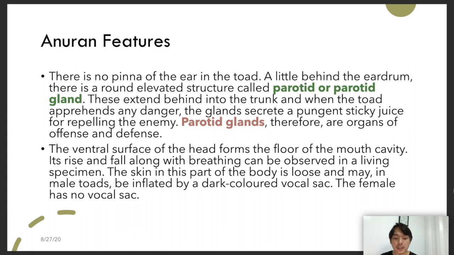The skin in this part of the body is loose in males, so you can feel it here on the toad in the ventral surface. In male toads, it can be inflated with a dark colored vocal sac, since the females don't have a vocal sac. So that's an important feature that we will take note of. And lastly, the cloaca is present posteriorly.